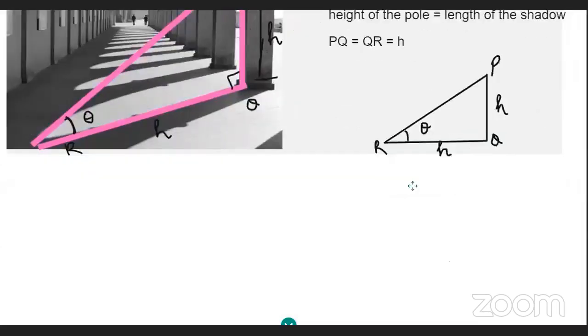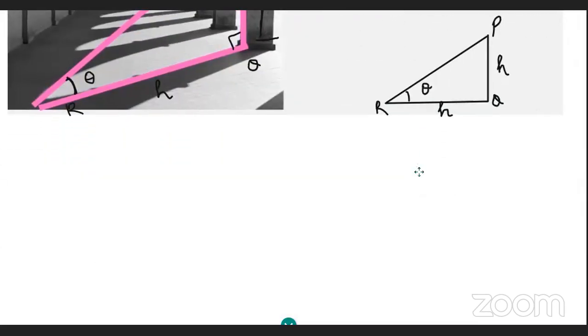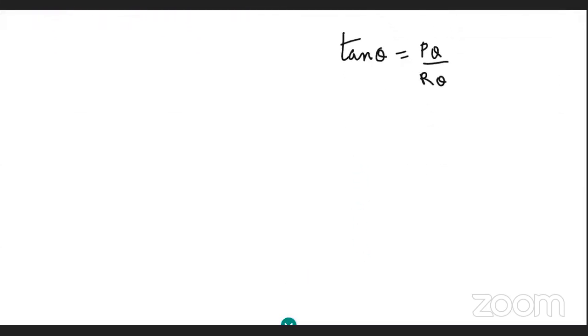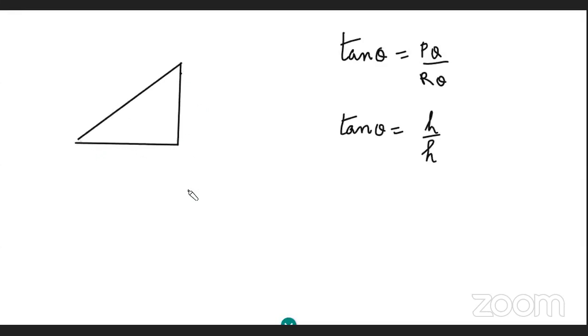Okay. So now you tell me which trigonometric ratio should I apply here? Tan, because tan. Yes. So tan theta is equal to PQ upon RQ. Both are H. Okay. So I'm going to put the values of H and we are going to simplify. So let's say tan theta equals H upon H. Now, what will happen with the H and the H? They'll cancel off. So I'll get a 1, right?